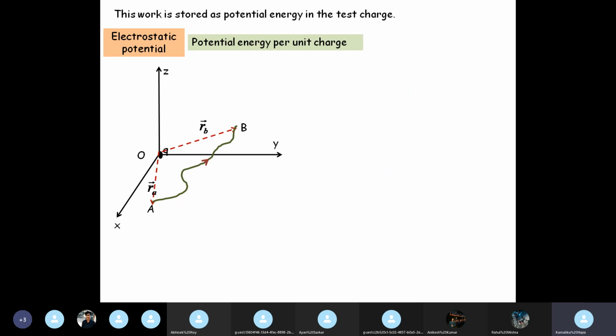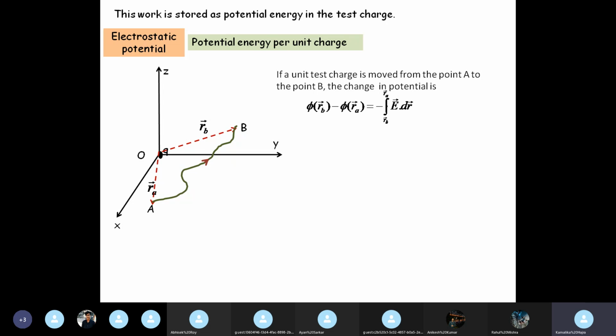So we saw that this is how we take a charge and move it from the point A to the point B under the influence of the electric field. If a unit test charge is moved from A to B, then the change in potential is given by phi at RB minus phi at RA, which is equal to minus the integration from RA to RB of E dot dr. So this is how we calculate the electrostatic potential difference between two points.